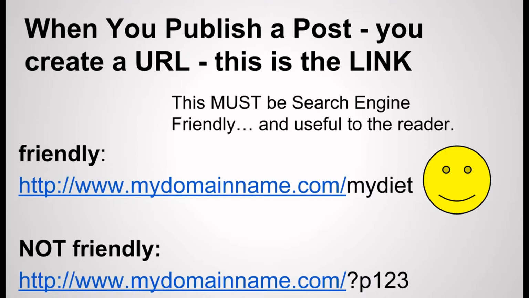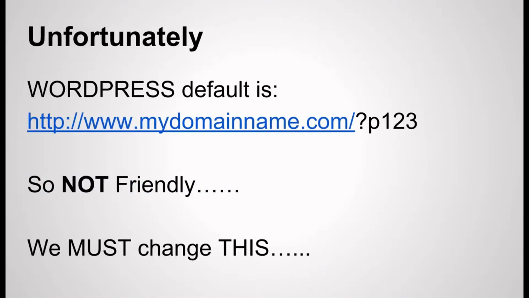A not friendly example is, of course, where the post is some sort of random number, like www.mydomainname.com and then question mark P123, which is just a reference to the post that you've done. So there you can see the friendly one. You want your post name to be readable to both humans and search engines. This is what I would call not a friendly URL. So this is what we're going to do in permalinks.